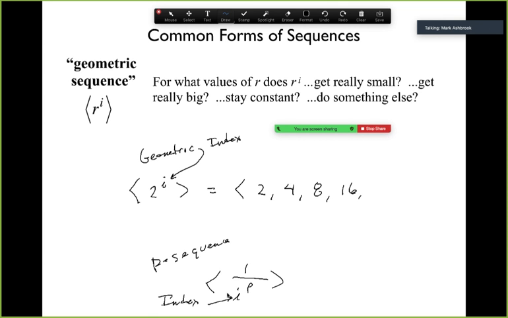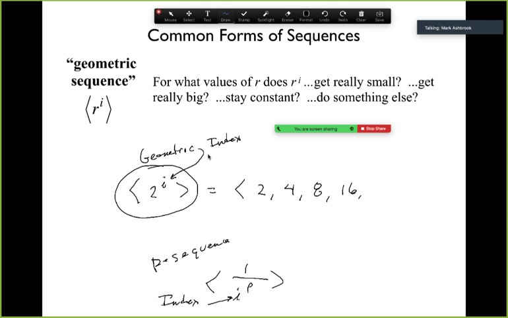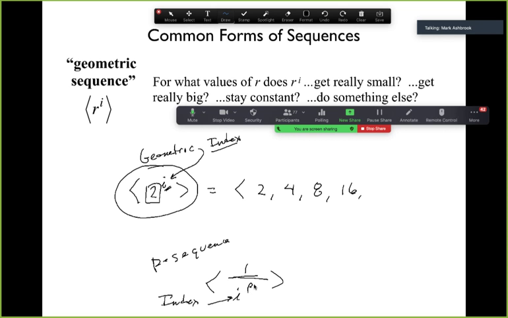See the difference? Okay, so we'll start by analyzing geometric sequences next time. But this is on the quiz, so I just want to make sure you got it. For a geometric sequence, the index is the exponent, and your base is constant. For a p sequence, it's 1 over, the index is the base, and your exponent is constant. 1 over I cubed, or 1 over I to the 1/3, something like that.